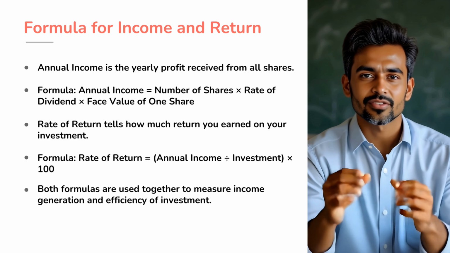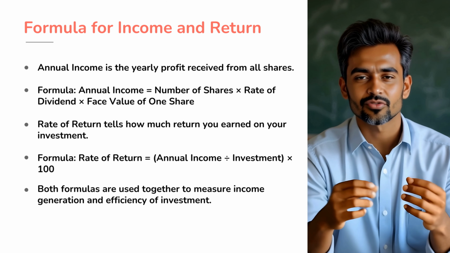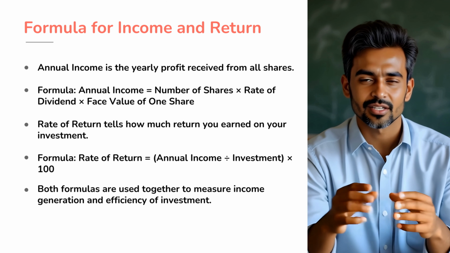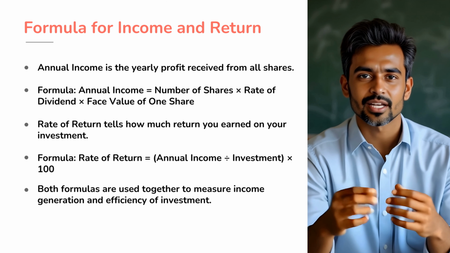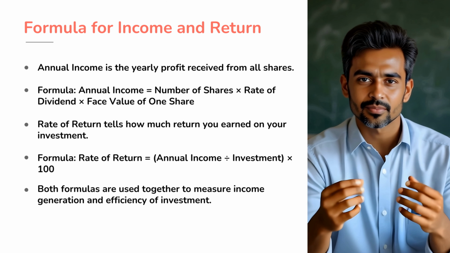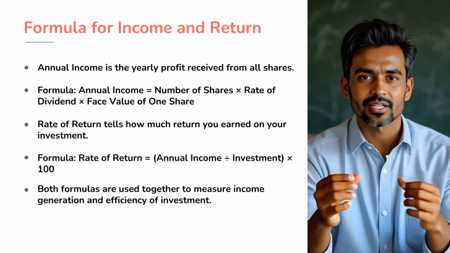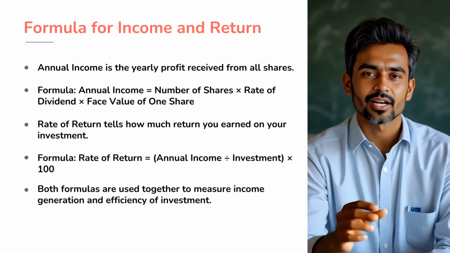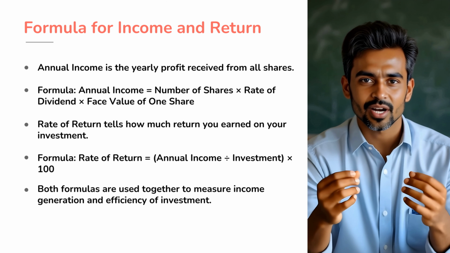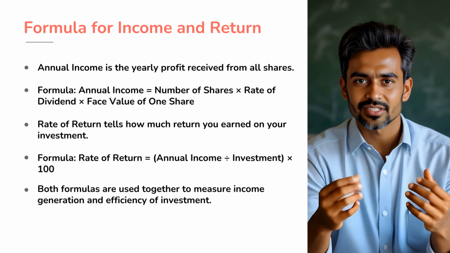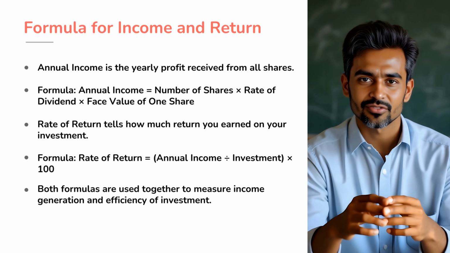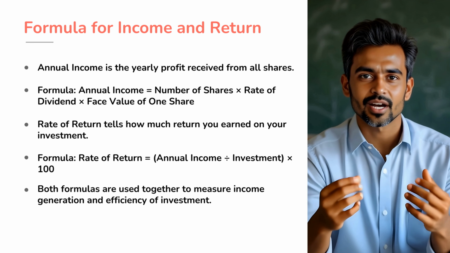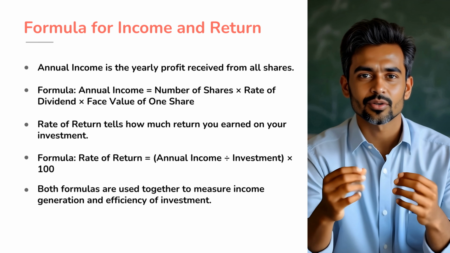Now let's check how effective that income is using the rate of return formula. Rate of return equals open bracket annual income divided by investment close bracket multiplied by 100. If you invested 8,000 rupees and earned 800 as income, then rate of return equals open bracket 800 divided by 8,000 close bracket into 100, which gives us 10%. That means your investment is giving you a return of 10%. This is how we evaluate whether our investment is profitable.